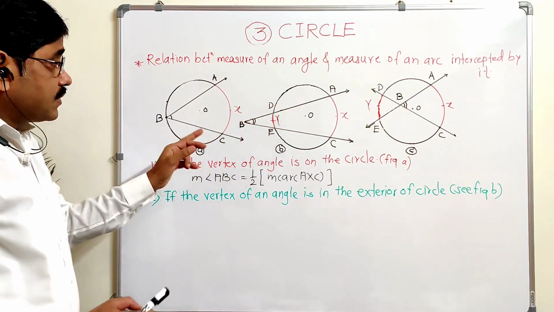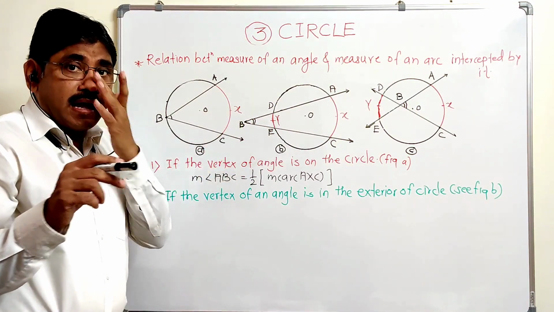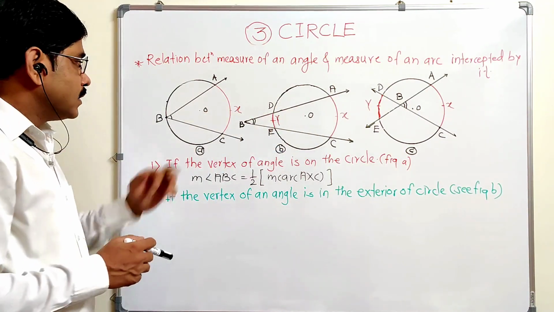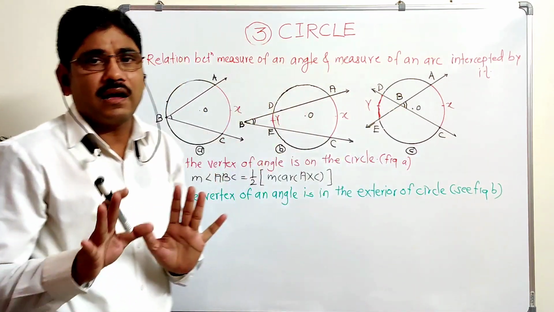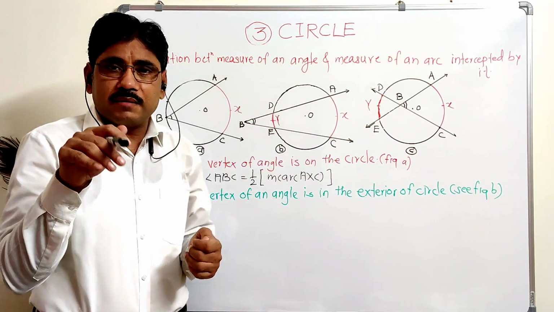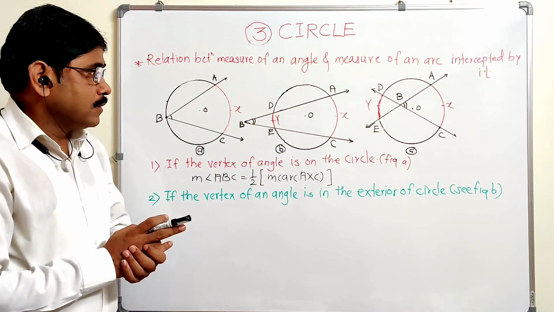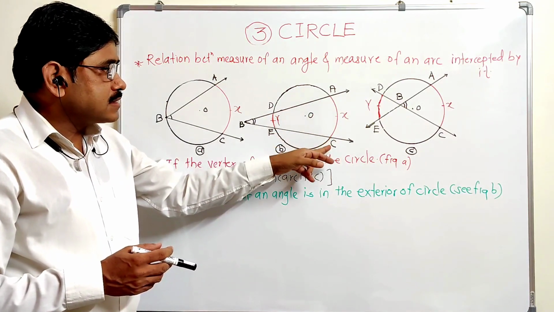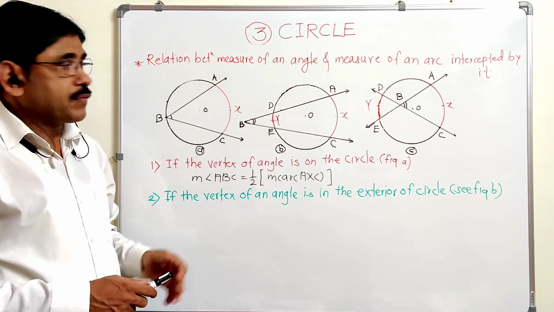Here, if the vertex is in the exterior, then remember the angle intersects two arcs, 1 and 2. If it is on the circle, single arc. Inside the circle, single arc. But when it is exterior of the circle, it intersects two arcs. So remember this point. So here it intersects which arcs? AXC and DYE. These two arcs are intercepted by angle ABC.